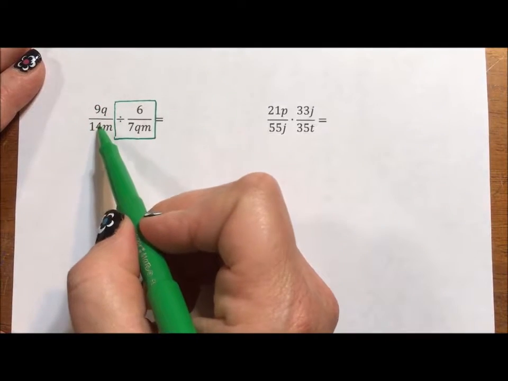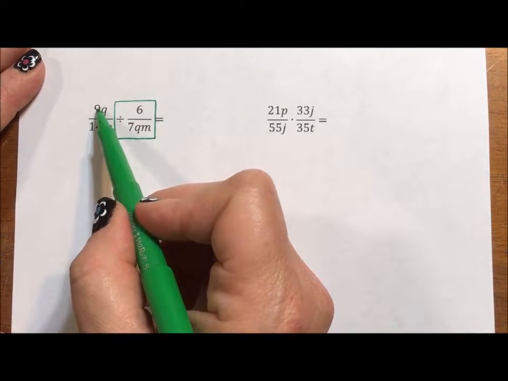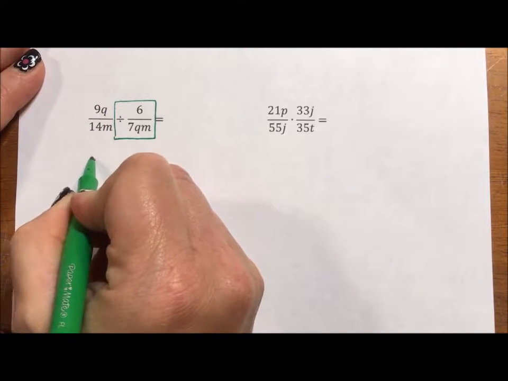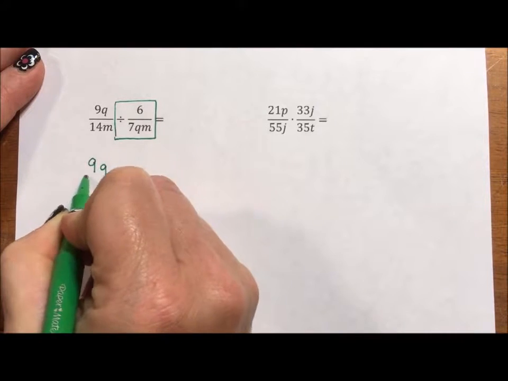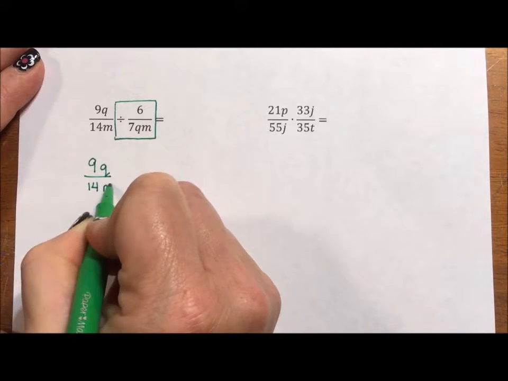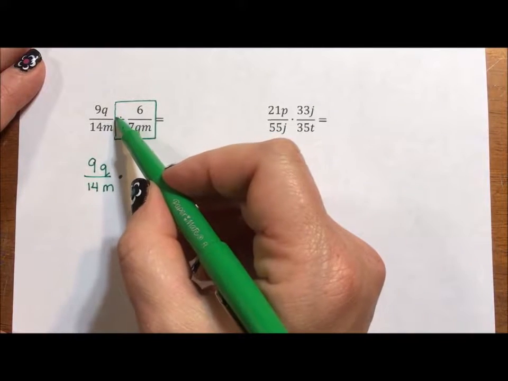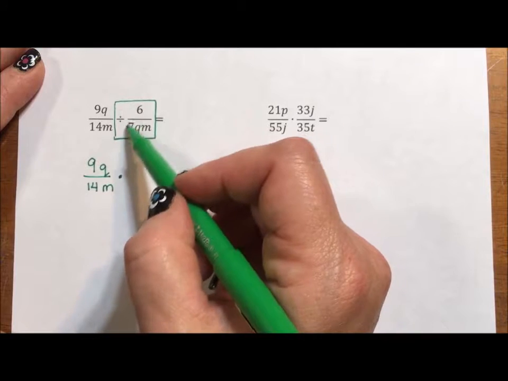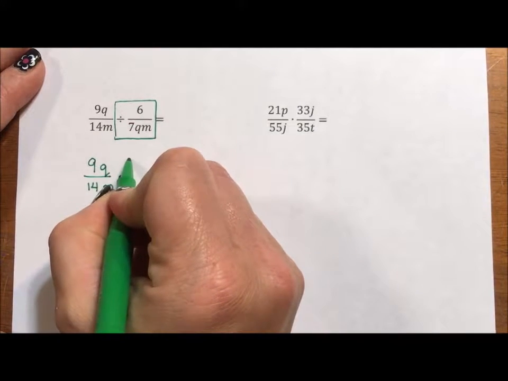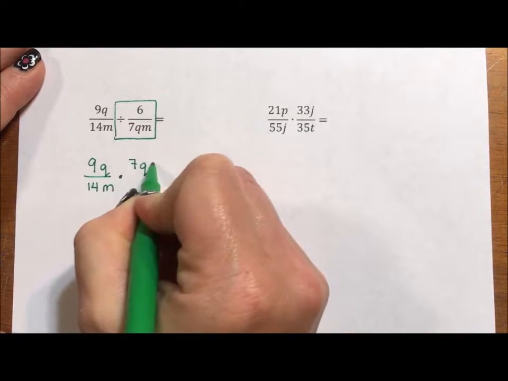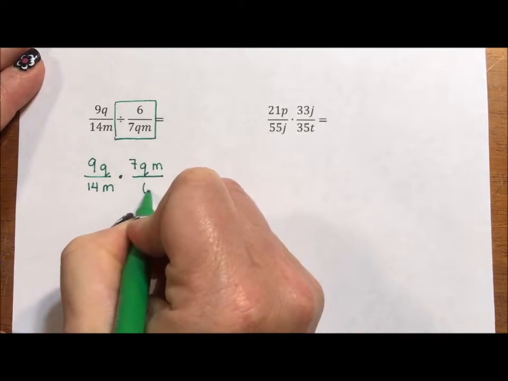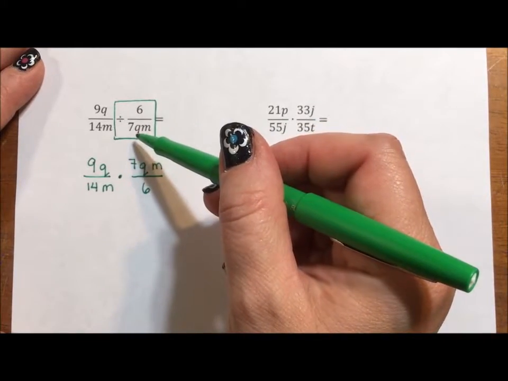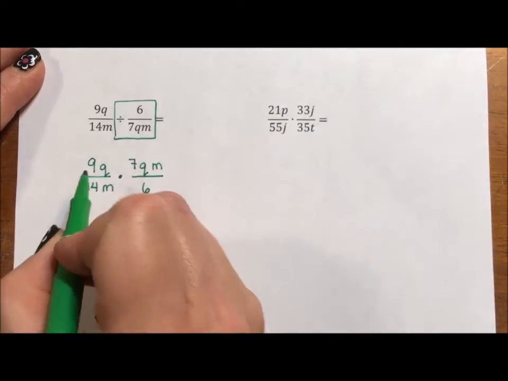All right, 9 and 14 can't reduce. 9 is 3 times 3, 14 is 2 times 7. There's nothing common there. So my first fraction is going to stay 9q divided by 14m. I'm going to turn my division into multiplication and flip this fraction, find its reciprocal. Again, 6 and 7 can't reduce, so I'm just going to write 7 times q times m, all divided by 6. Okay, now that I have flipped my second fraction, flip and multiply, I can start reducing.